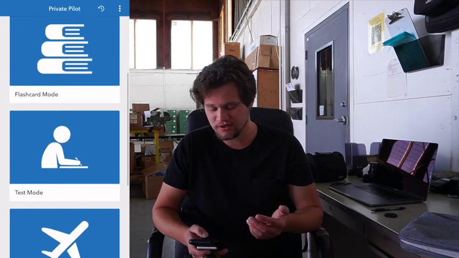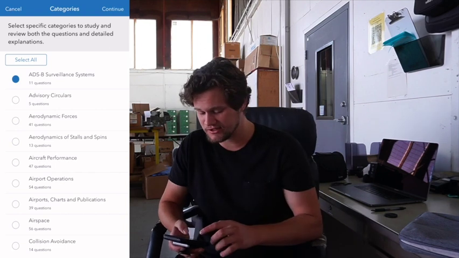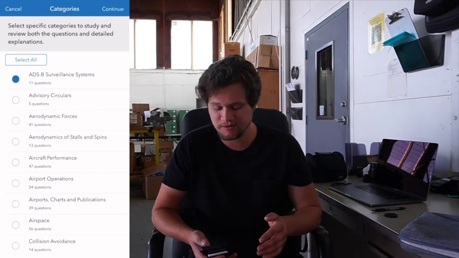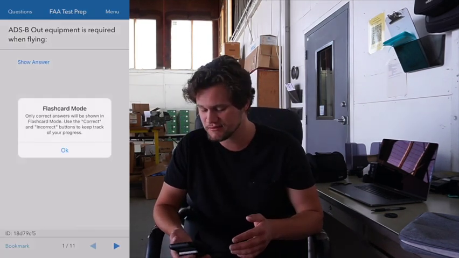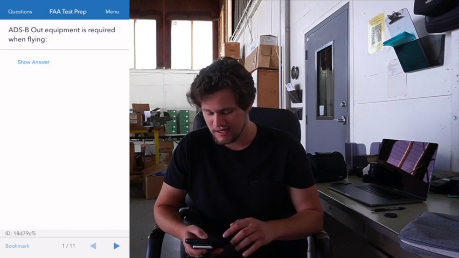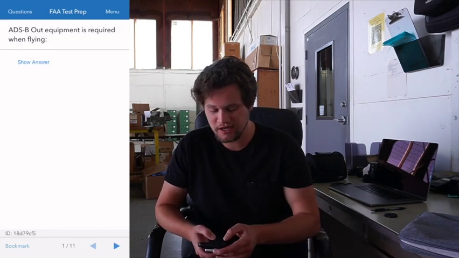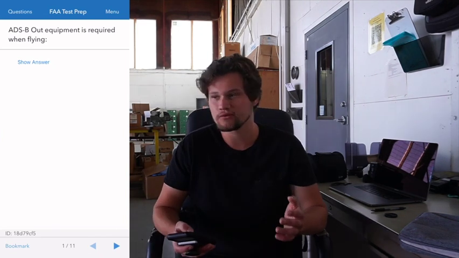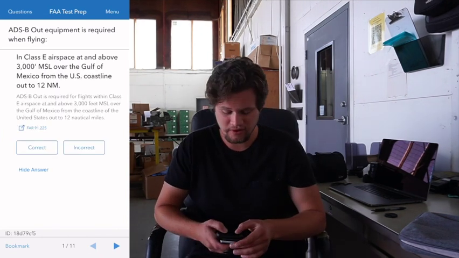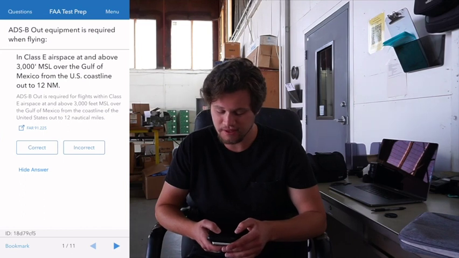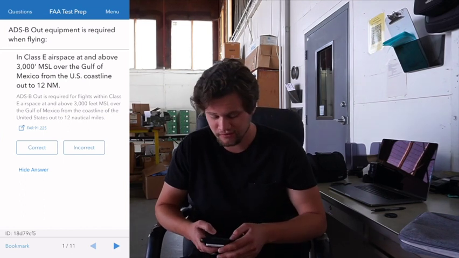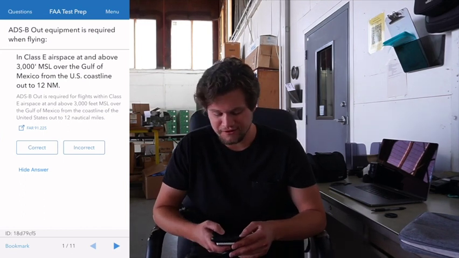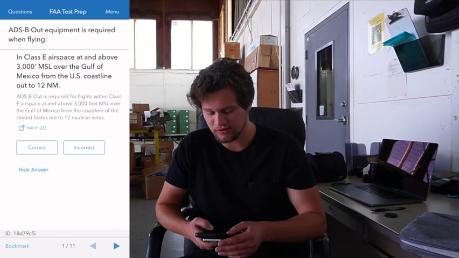And okay, so the next one is flashcard mode. I like this one a lot too. You can pick a system. Let's do ADS-B surveillance systems. Click on that, and we're on flashcard mode. So ADS-B out equipment is required when? It's required when you're flying through Class C or Bravo airspace, and it's also in Class E airspace at and above 3,000 MSL over the Gulf of Mexico from the US coastline out to 12 nautical miles.